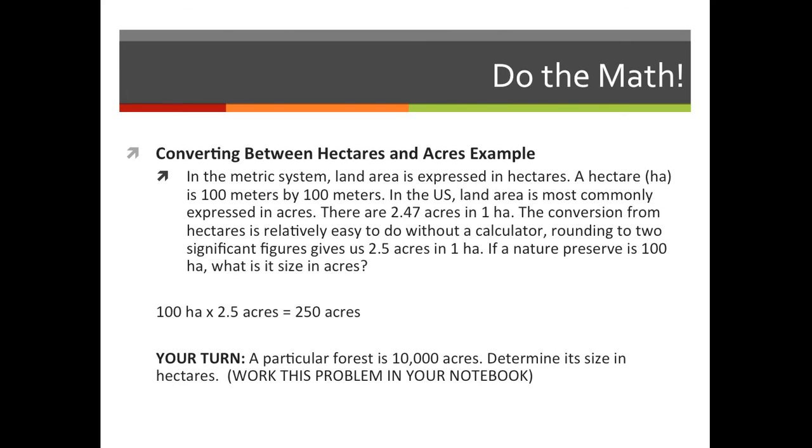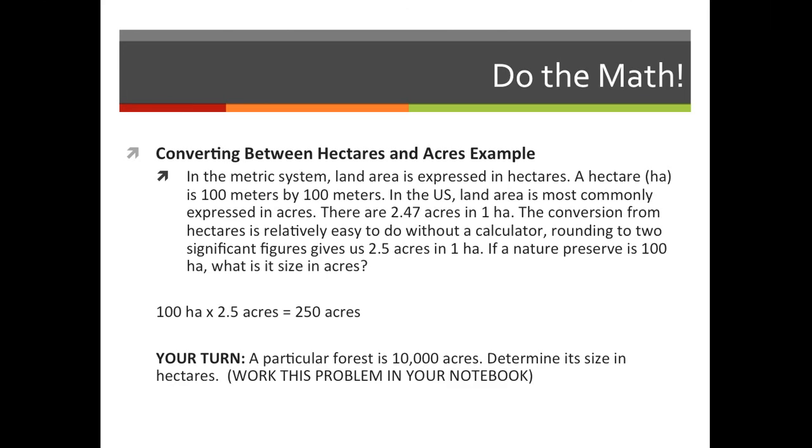In this example, I'm first going to show you how to convert from hectares to acres. And it looks like I've already popped the answer up there accidentally, and I don't know how I did that. But this is how we do it. There are 2.7 acres in 1 hectare. The conversion from hectares is relatively easy to do without a calculator. All you have to do is round to two significant figures, and it gives you 2.5 acres in 1 hectare.